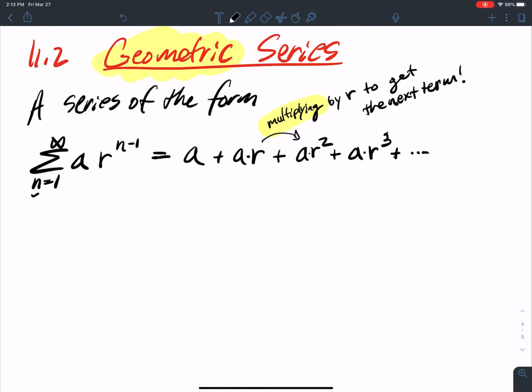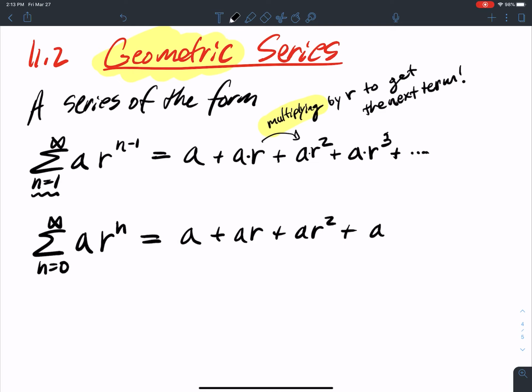Another version would be, instead of having an index start at 1, you could start the index at n equal to 0, a times r to the n. This is probably my preferred way to write it. You can write it either way. It doesn't matter. I will be able to figure it out. But this is the same thing. When n equals 0, it's a. When n equals 1, it's ar, then ar squared, ar cubed, ar to the 4th, and so on.